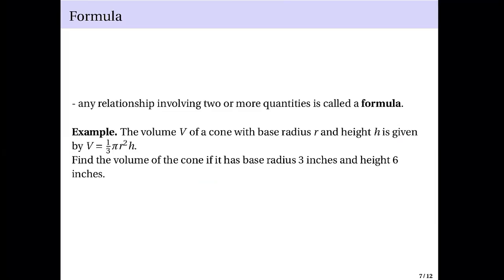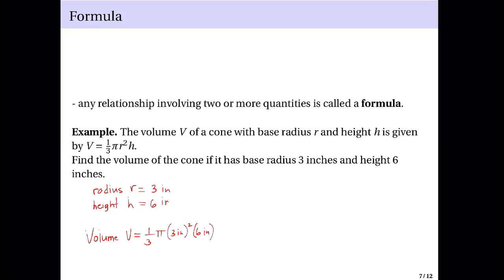So here's the example. Find the volume of the cone if it has base radius equal to 3 inches and height equal to 6 inches. So in here, we have radius r equal to 3 inches, and then height h equal to 6 inches. Therefore, volume V is equal to 1/3 pi, and then r squared, so 3 inches squared, and then h, 6 inches. Okay?